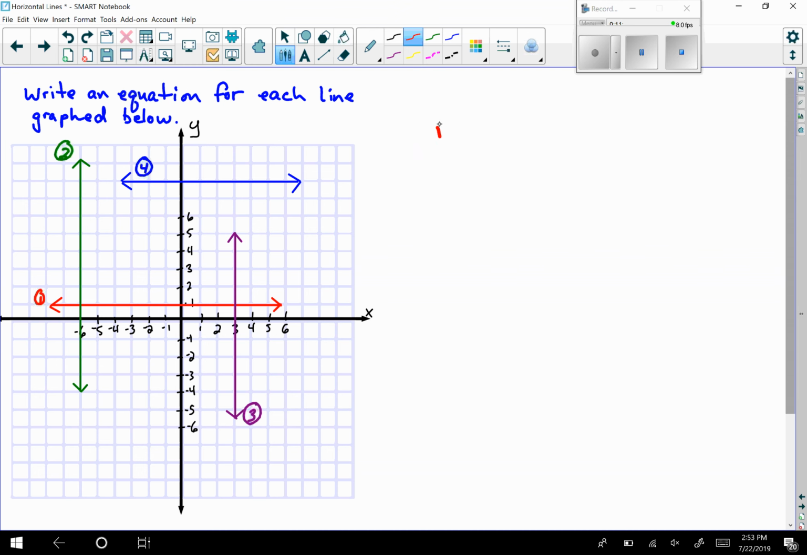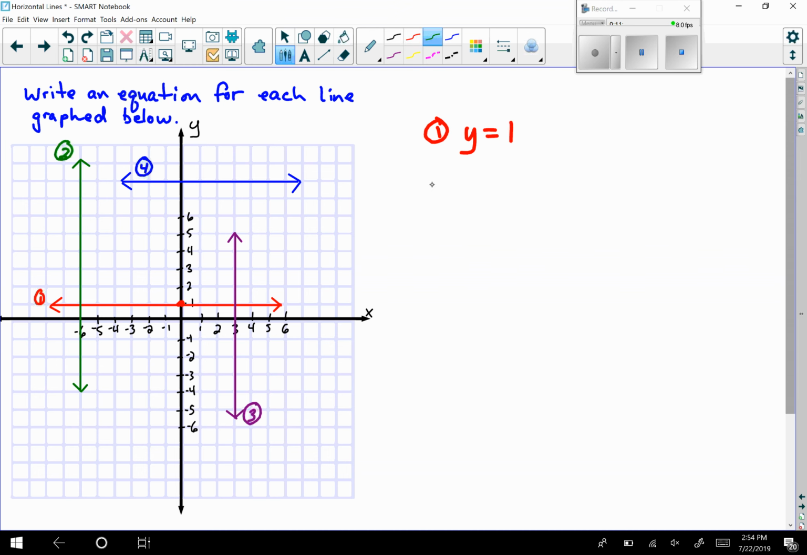So for number 1, we have a horizontal line. So anytime we're dealing with a horizontal line, it's going to be y equals. And then we just see what all of our y values are at, or more particularly here, what is the y-intercept? Well, that's at a positive 1. So no matter where we're at on that line, our y values are all going to be 1.